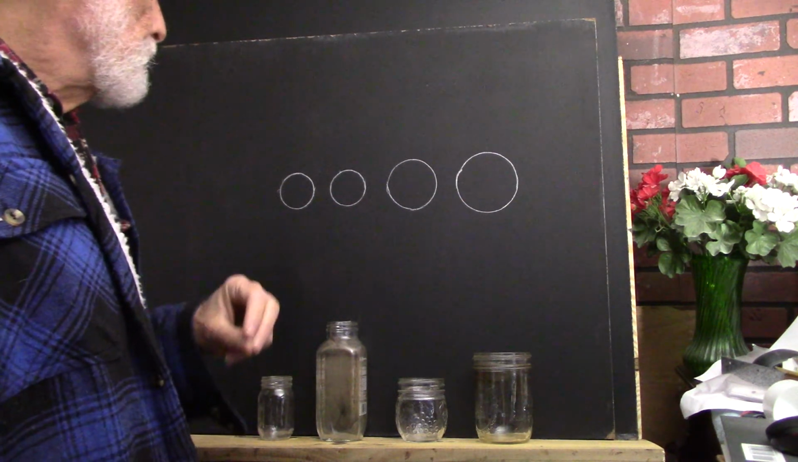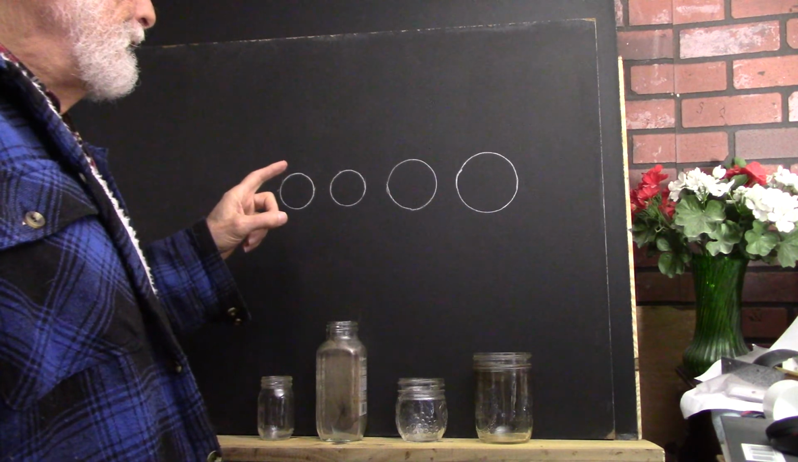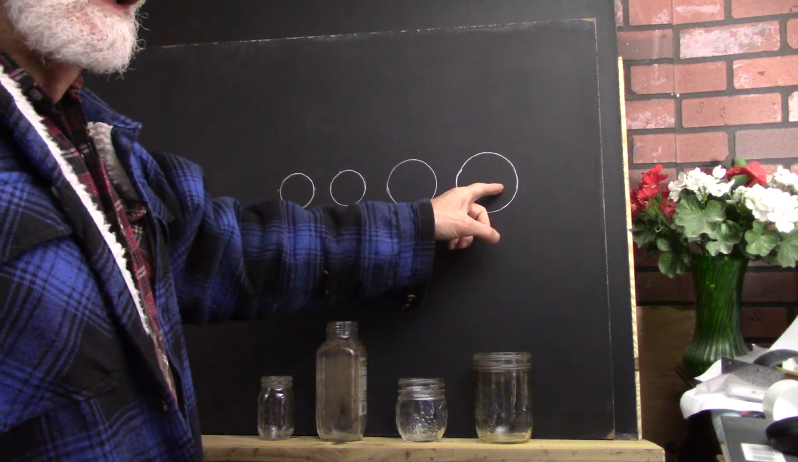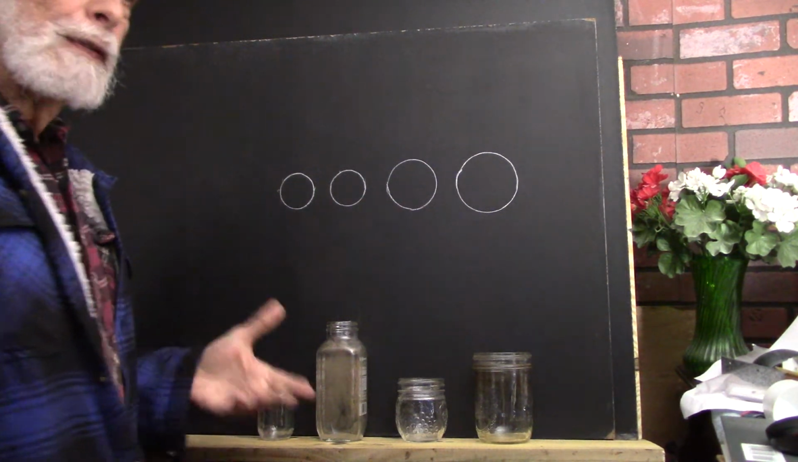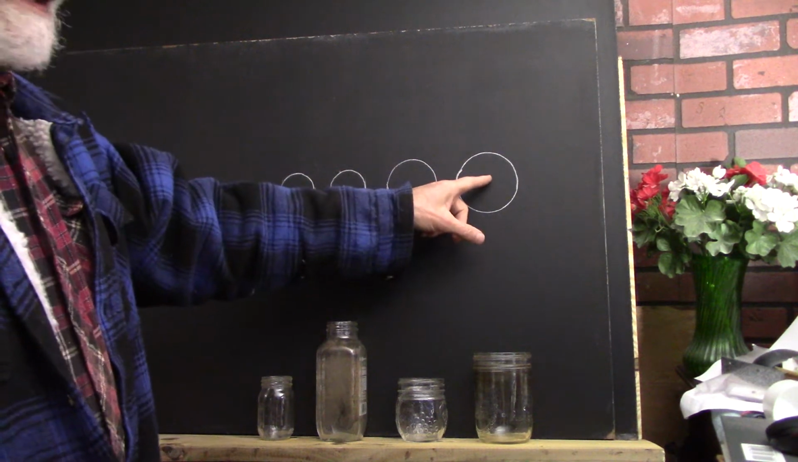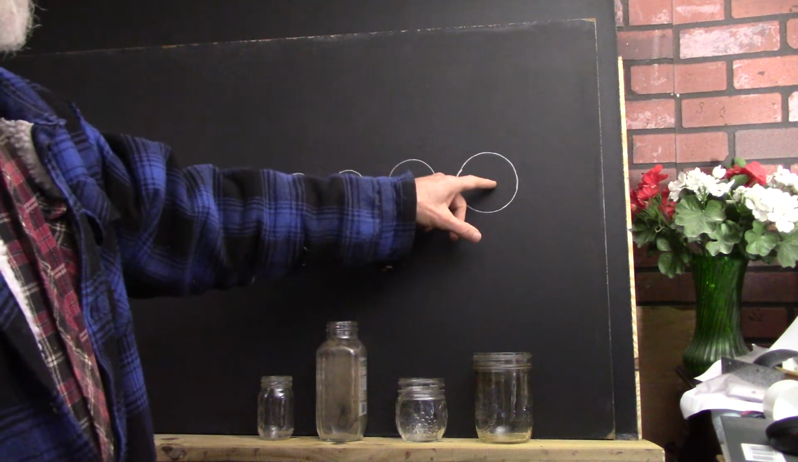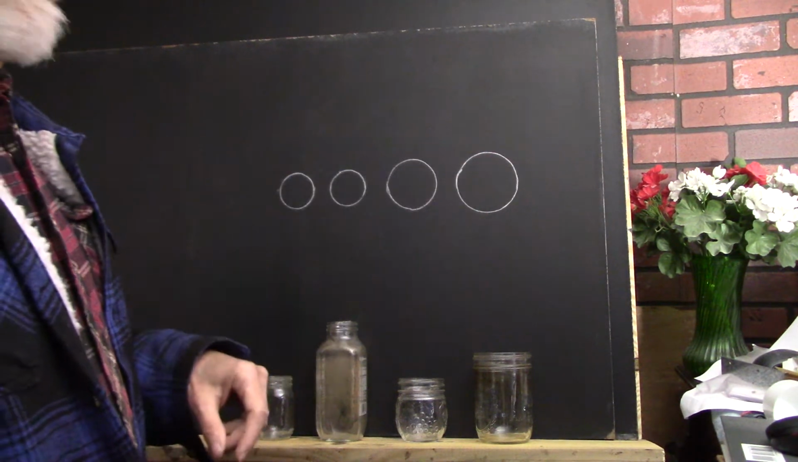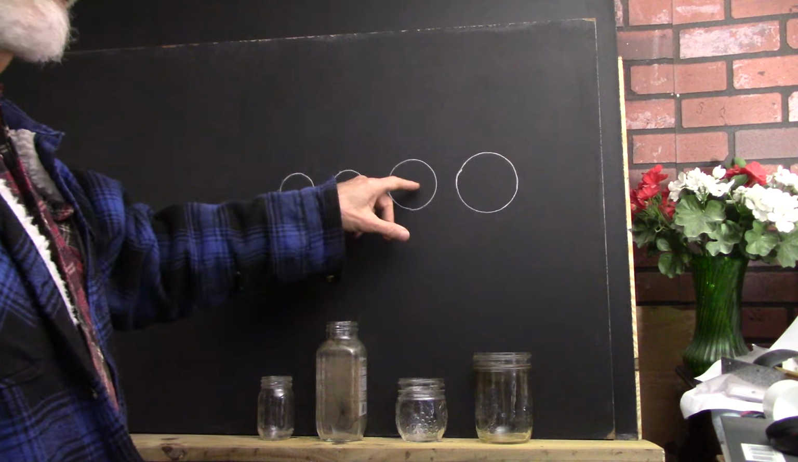Okay, so why is that related to how much water is in each of these jars after the rain? Well, if this one has 3 times the area of this one, it should hold 3 times as much water. Okay? If this one has twice the area of this one, it should hold twice as much water.